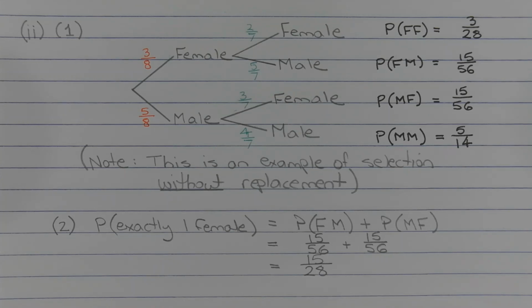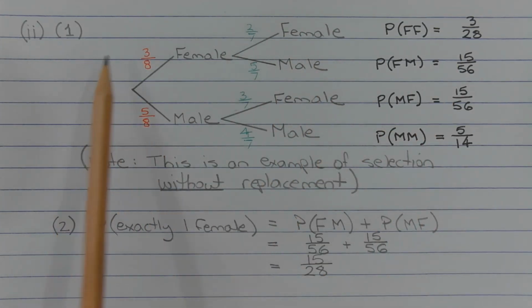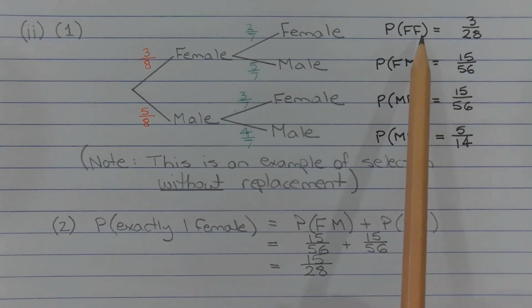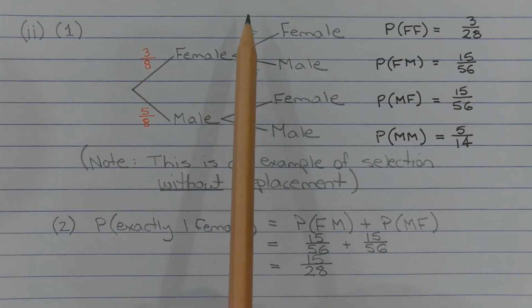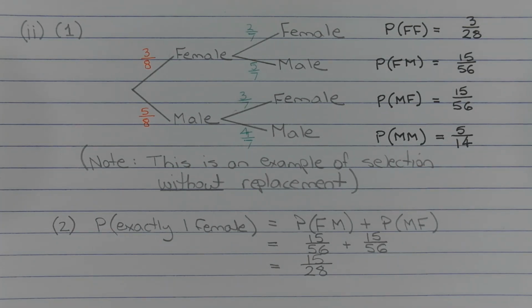So to get the probabilities of the 4 possible outcomes, that is female, female; female, male; male, female; male, male, we multiply from one end of the tree to the other, or multiply through the branches. So the probability of a female chosen then another female chosen is 3 out of 8 times 2 out of 7, which is 3 over 28.